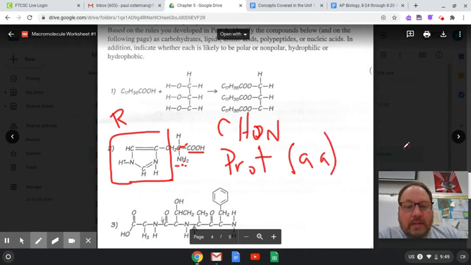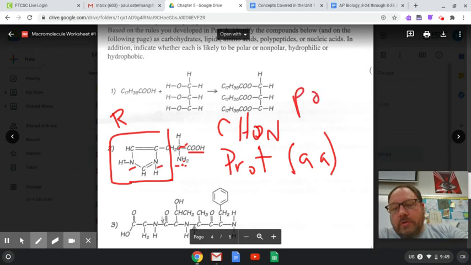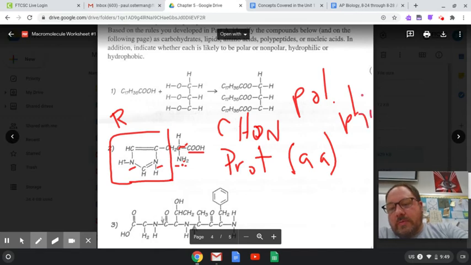Now, if we look at the R group, since it imparts chemical characteristics, we see that it's got nitrogen, so that's going to make it polar. And if it's polar and like dissolves like, it's going to be hydrophilic. So something polar and hydrophilic. All right. So that's number two.